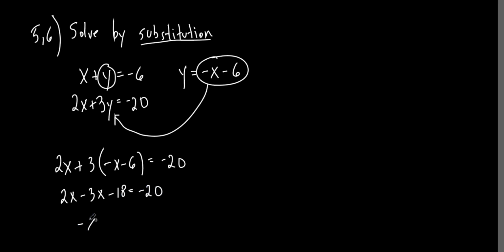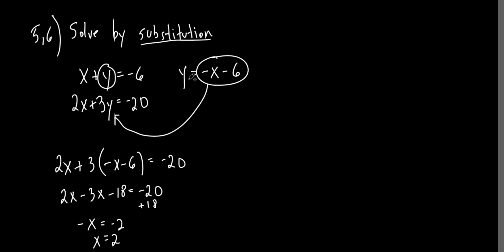Add like terms, I get a negative x. Add an 18 to both sides, I get what? Negative 2. Divide by negative 1, x is 2. Did I do that right? Went kind of quick, but I think that's right. Which one are we doing? 9. Yep, that's right. And now we just have to solve for y.